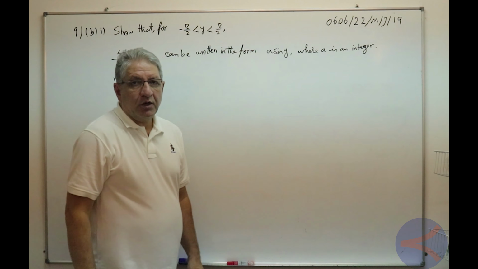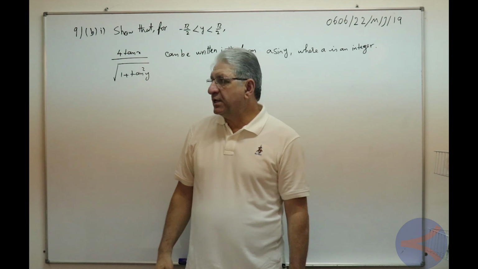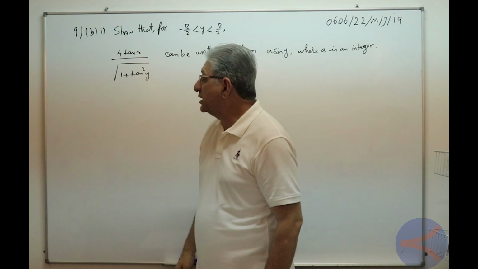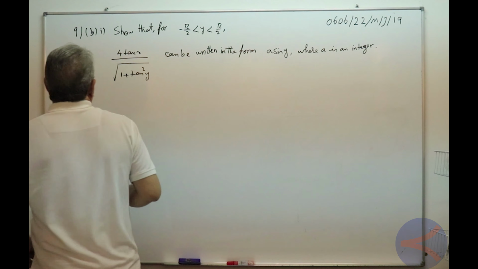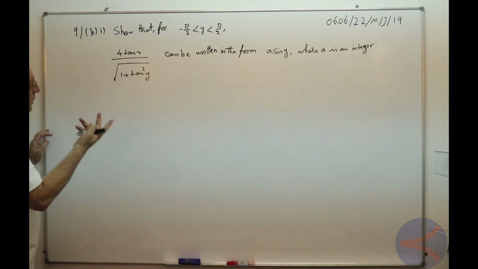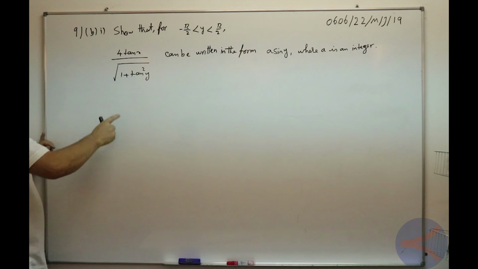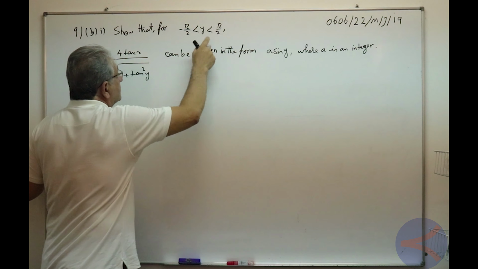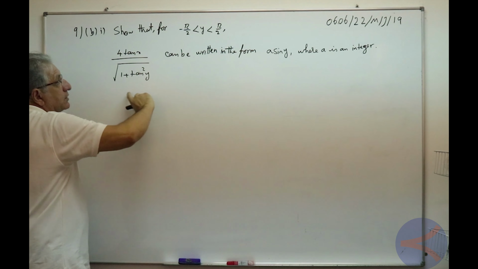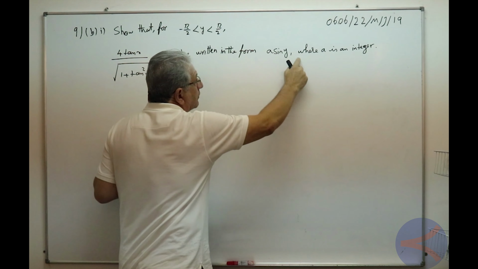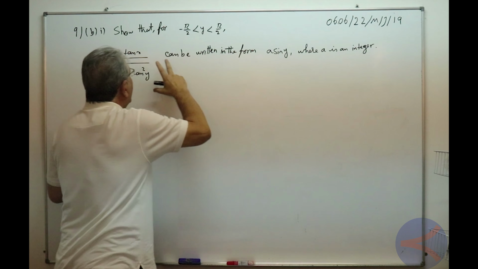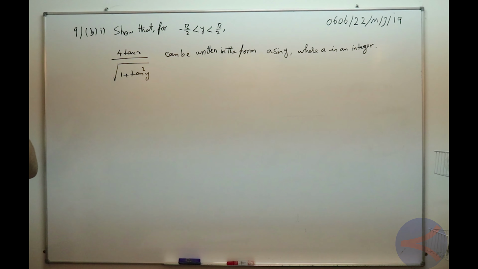Okay, now we are going to do part B of the same question. B has two parts by itself. Bi is asking us to show that if y is in this range, this can be written as a sin y, where a is an integer. So we have to simplify this.